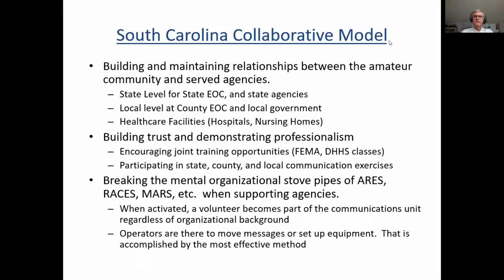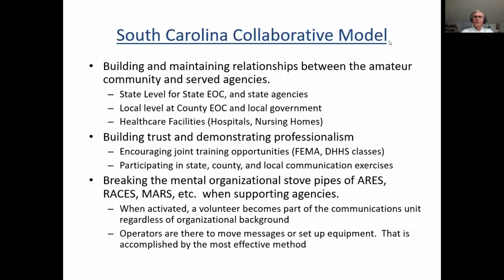Local coordinators have the lead role in developing relationships at the county and local levels. And volunteers are expected to demonstrate professionalism in dress and attitude. They're encouraged to take FEMA and state offered training with agency employees and practice in drills and exercises. This gives an opportunity for them to learn the people in the agencies, and it gives the agencies opportunities to learn who it is supporting them.